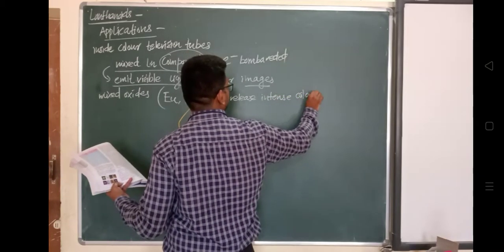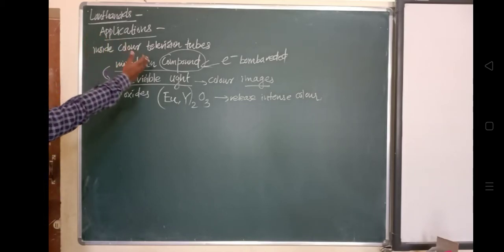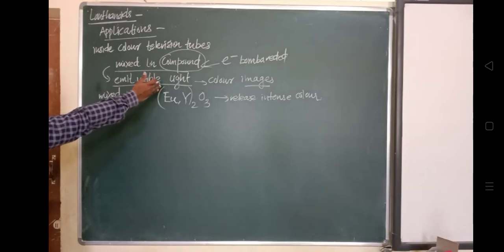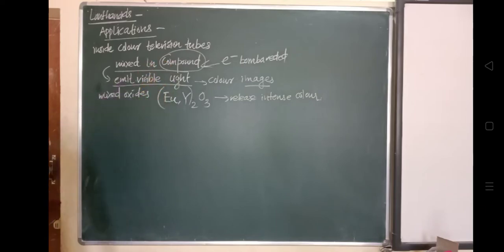Whatever colors we are seeing in our color television, this is due to these lanthanoid compounds. In these lanthanide compounds the electron is bombarded and we see the visible light region spectrum, and we observe color images. They release intense red color when bombarded with high energy electrons. The optoelectronics applications use lanthanoid ions.